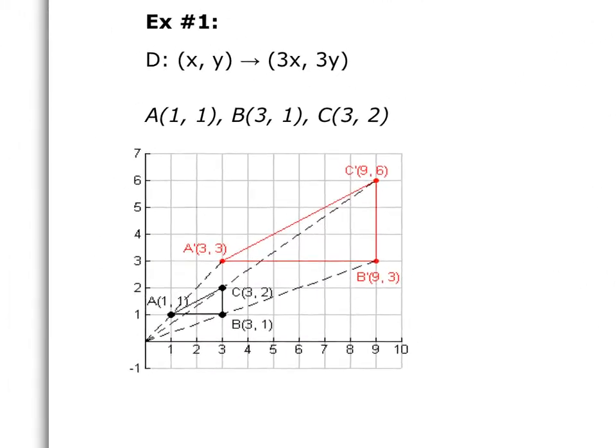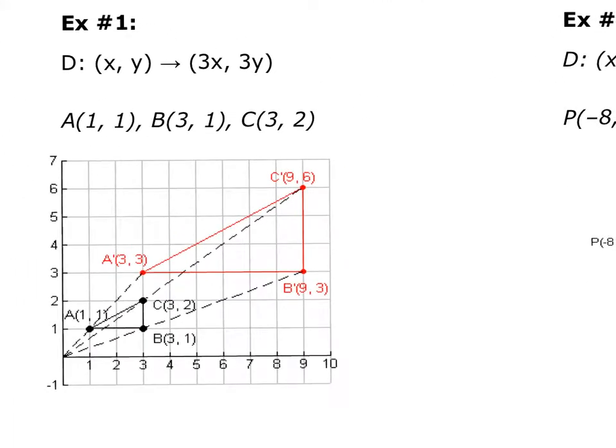So let's look at example number 1 here. On this one it says that D goes from (x, y) to (3x, 3y). So all that's saying is that we need to take A, B, and C and multiply the x by 3 and the y by 3, and that will give us A prime, B prime, and C prime.